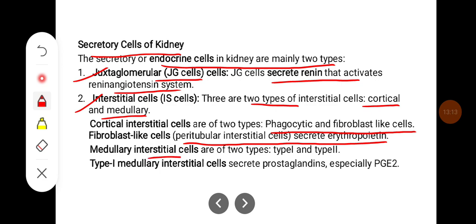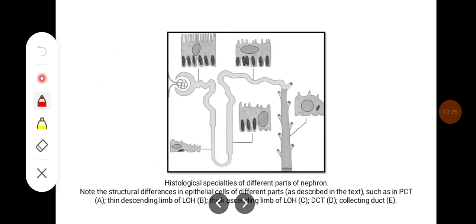Whereas medullary interstitial cells are again of two types, type 1 and type 2. Type 1 medullary interstitial cells produce prostaglandin, especially prostaglandin E2. So you can see the different morphology at the different parts of the nephron. In the proximal convoluted tubule, these cells are cuboidal and you can see more villi compared to the cells in the other parts like the loop of Henle, DCT, or the collecting duct.